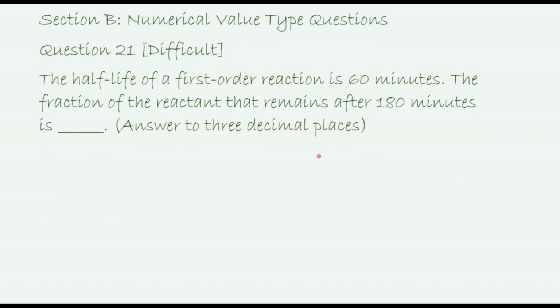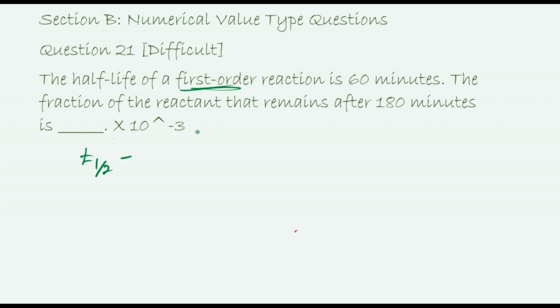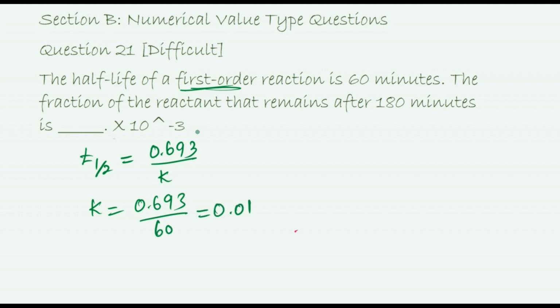Moving on to the numerical type. The half-life of a first order reaction is 60 minutes. The fraction of the reactant that remains after 180 minutes we have to find. So they have given that it is a first order reaction. So just using the formula, T half is equal to 0.693 divided by K. So K becomes 0.693 divided by T half, that is 60 minutes. So K here becomes 0.0115, correct? Per minute, that is our K.